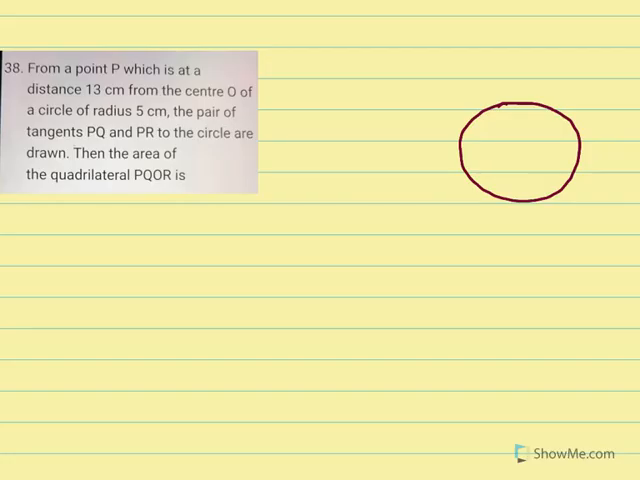From a point P which is at a distance 13 from the center. So we take a point P here, and this is the center, O. This point P is at a distance 13 from the center, so we put 13 here, of radius 5 centimeters. The pair of tangents PQ and PR are drawn. So I draw two tangents now, PQ and PR.